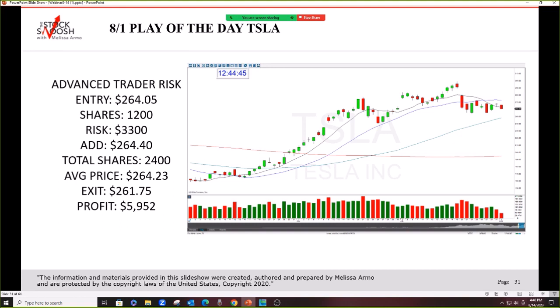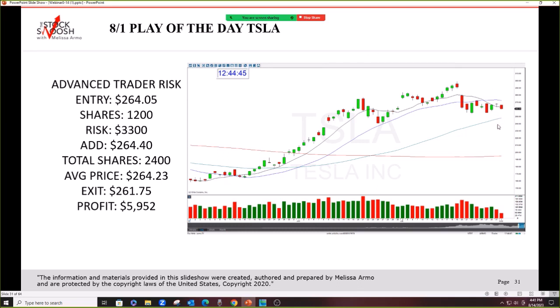We entered the day trade at 264.05. 1,200 shares, we did an add in this at 264.40. We doubled up on this, average price was 264.23. Again, momentum is what? $2, $3, $4, $2, $3, $4. It depends what the price of the stock is. This is a move for Tesla, $2.50, $3, that's a move. Again, profit was $5,952. This was on this day here.